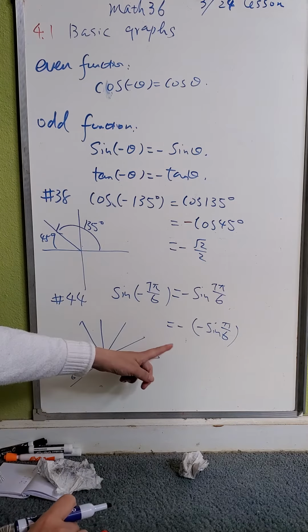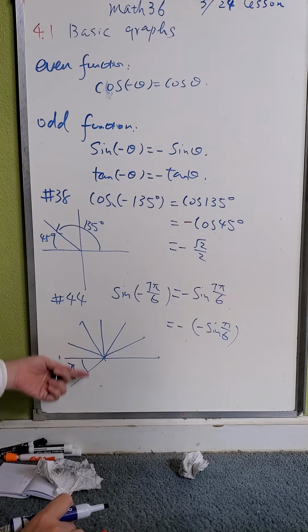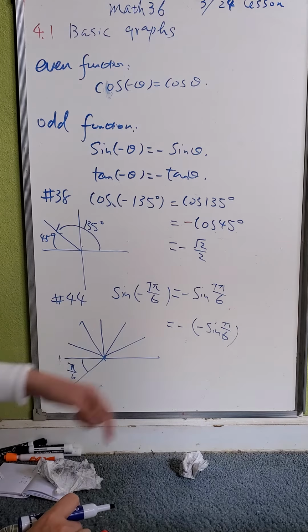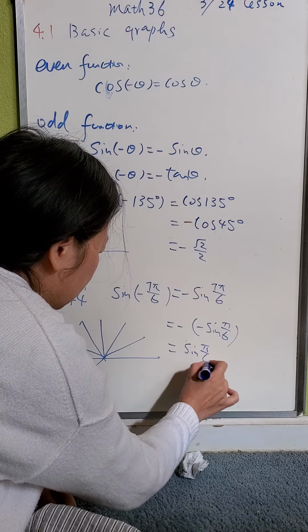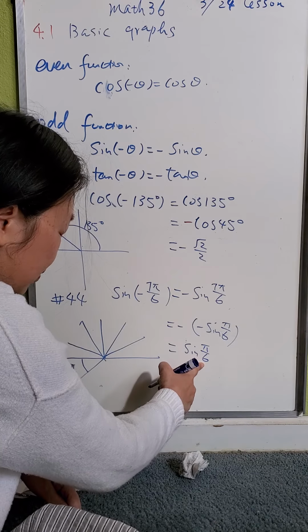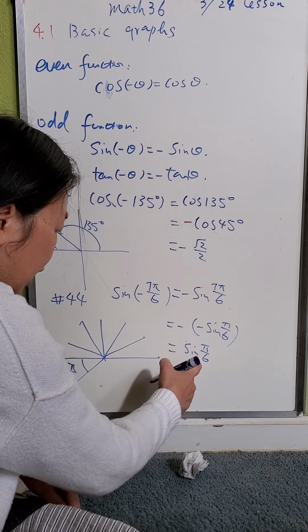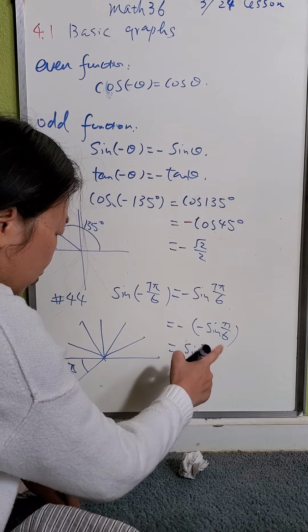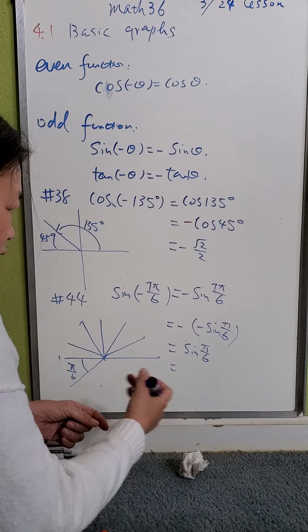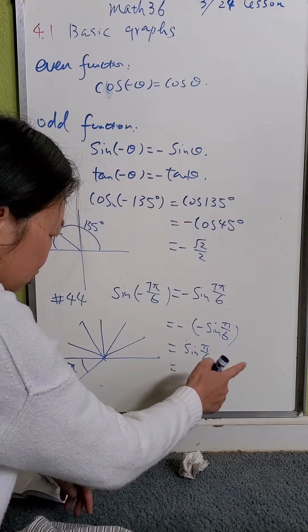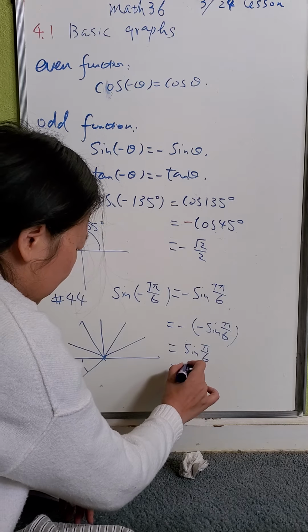Why negative sine pi over 6 here? Because you're in quadrant 3, so for sine it's negative. And so that becomes sine pi over 6. Well, pi over 6 is same as 30 degree. And because 6 and 30 are kind of like friends to each other, 6 and 30 correspond. So this just equals 1/2.